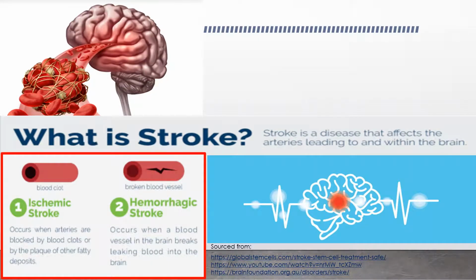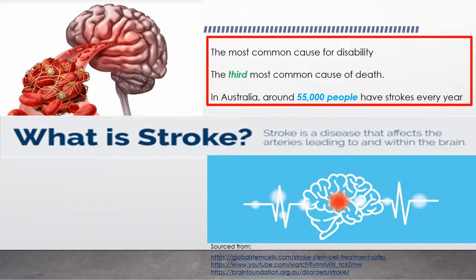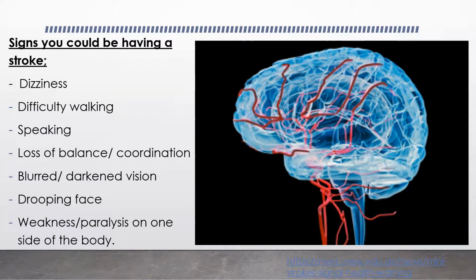Ischemic stroke, caused by a blockage in an artery, and hemorrhagic stroke, caused by the rupture of a blood vessel, is a life-threatening attack affecting all areas of the brain and is the third most common cause of death. In Australia, around 55,000 people have strokes annually. Symptoms include difficulties with speech, vision and coordination, facial and body muscle weakness.